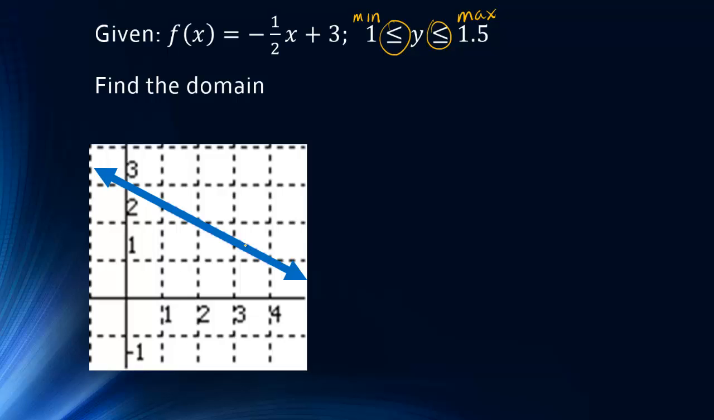But anyway, we need to find the domain. So we need to find the x's. We've got the line already, so this part is really kind of a moot point. We don't need this. This just says that this goes with this. What's important here is this right here. What this tells us is that we need to find out what our x's are when y is between 1 and 1.5.